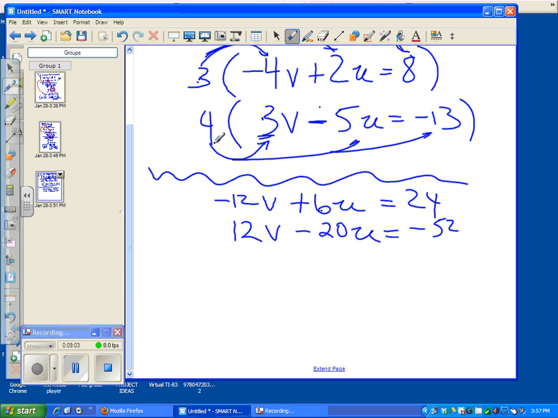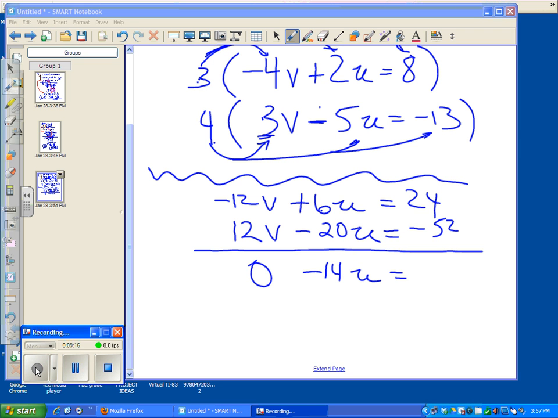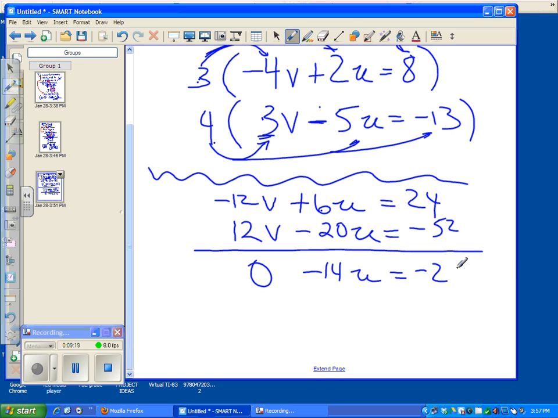Notice that my v's will cancel out and give me a 0. And this is going to give me a negative 14u is equal to a negative 28, because remember you subtract the two numbers and you give the number of the larger sign, divided by a negative 14, divided by a negative 14, and this gives me u is equal to a positive, because dividing by a negative gives me a positive 2.